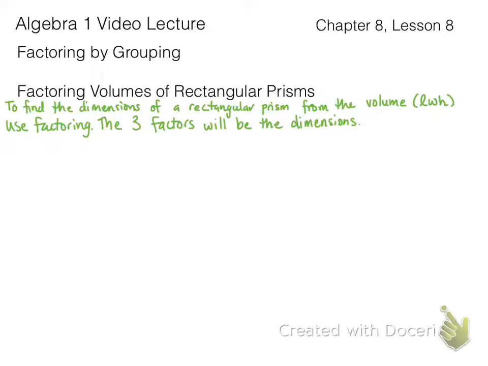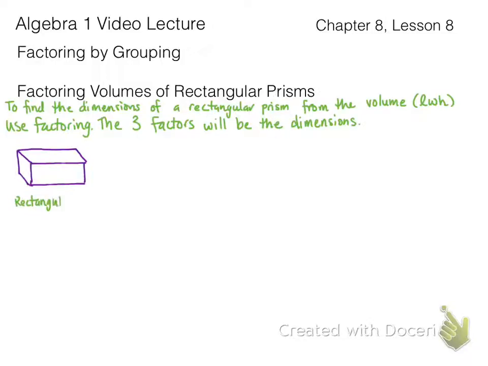All right, so I need you to be able to figure this out, and we can do it by factoring by grouping, and the three factors will be the dimensions then. Your final factored answer will be the three dimensions of that rectangular prism, also known as a rectangular cylinder. Prism, cylinder, in this case, are interchangeable words. All right, so let's go ahead and do some math.